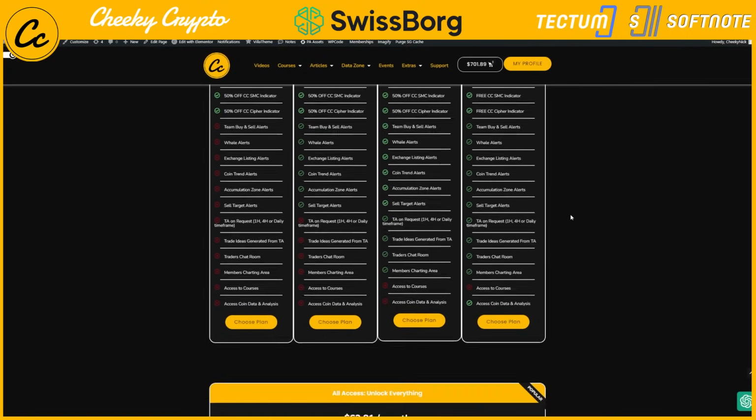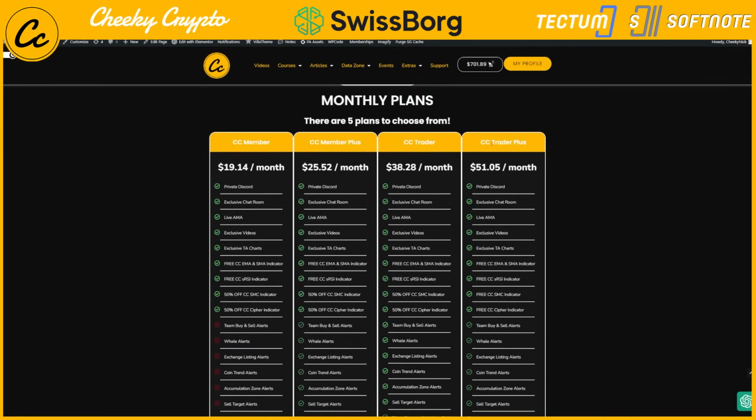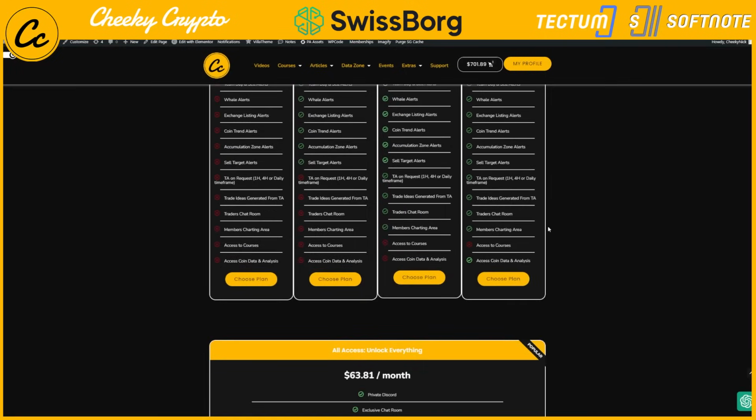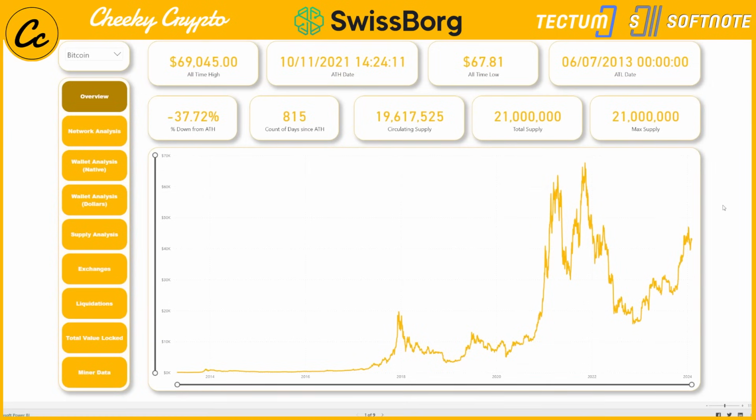On-chain and analytics comes under the Trader Plus section. In here you can see that we have access to coin data and analysis, and this is accessed from the data zone and the data portal. When you click into there as a Trader Plus member, you get presented with this portal screen. There are multiple projects that we currently have listed here, everything from Bitcoin, Cardano, Chainlink, Dogecoin, Ethereum, Litecoin, XRP, and that is continuously growing as well.